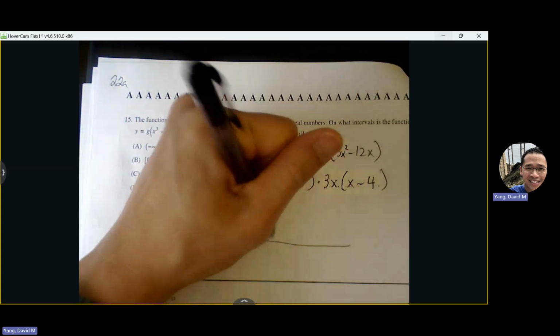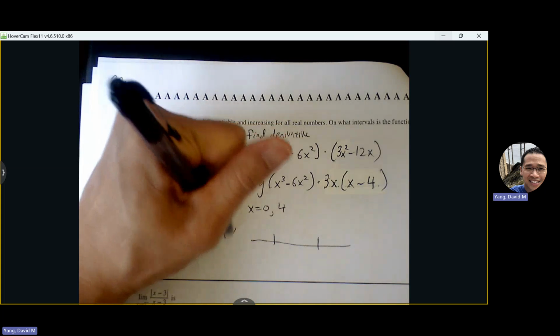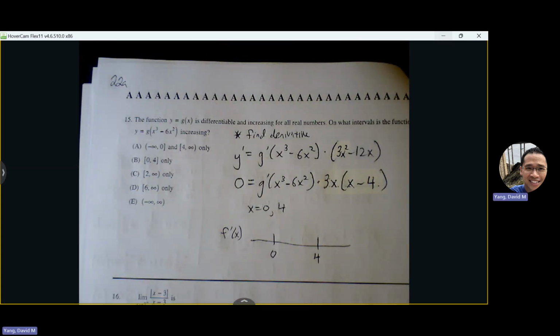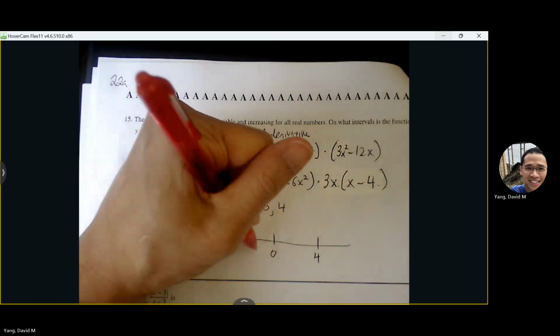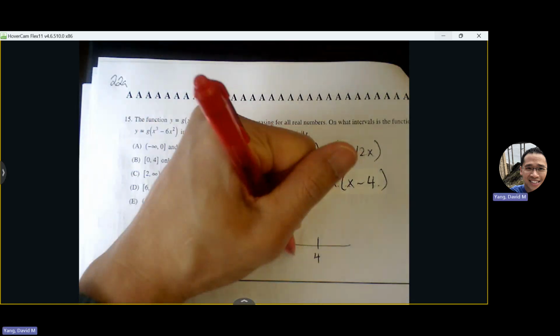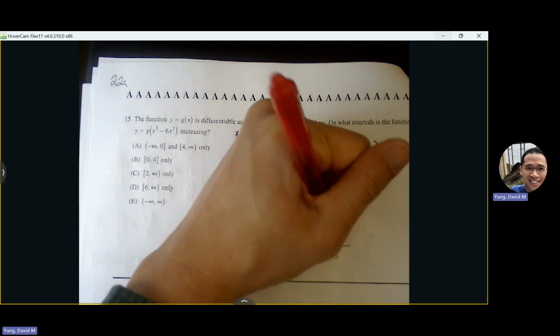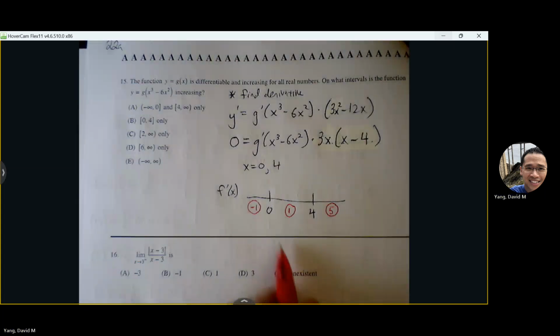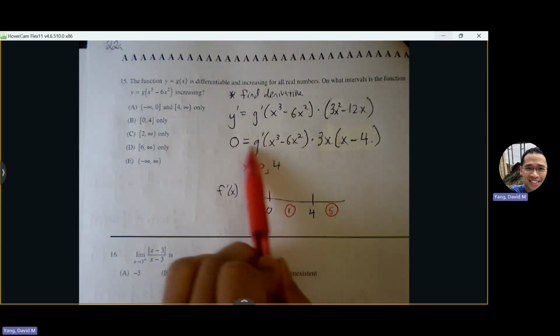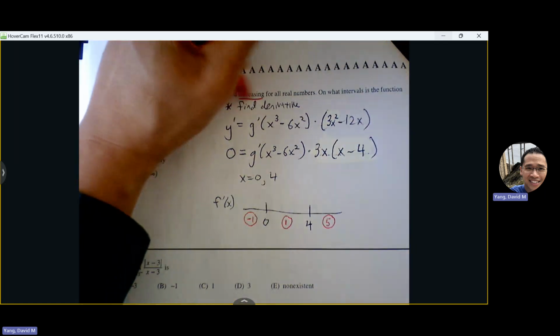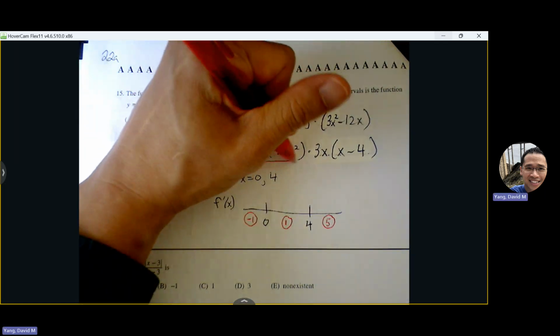So I'm going to place them onto my slope sign line, and I'm going to test my intervals here. -1 to the left of 0, 1 between 0 and 4, and I'll choose 5 to the right of 4. Again, no need to plug into g prime. We know this is always positive because our function is increasing.